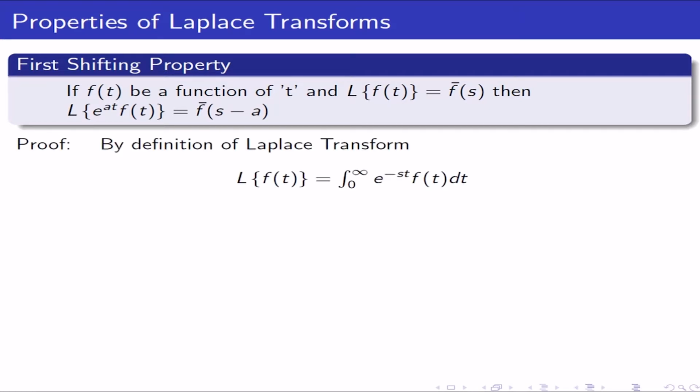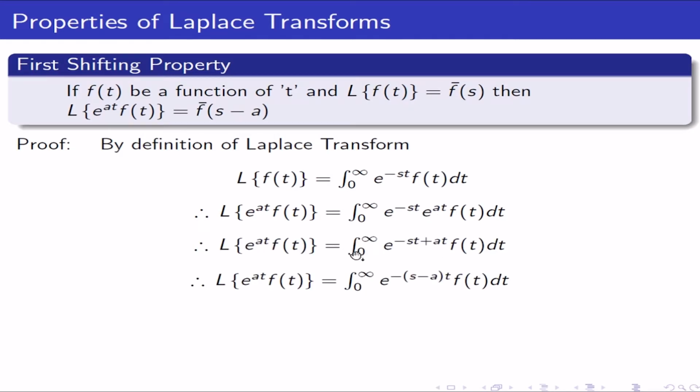By the definition of the Laplace transform, the Laplace transform of f of t is given by the integration from 0 to infinity of e raised to minus st f of t dt. Let us replace f of t by e raised to at f of t on both sides. Then by the law of indices, e to the power minus st and e raised to the power at, since the bases are the same, can be written as e raised to minus st plus at. After this, the powers can be written as minus s minus a in the bracket, into t.